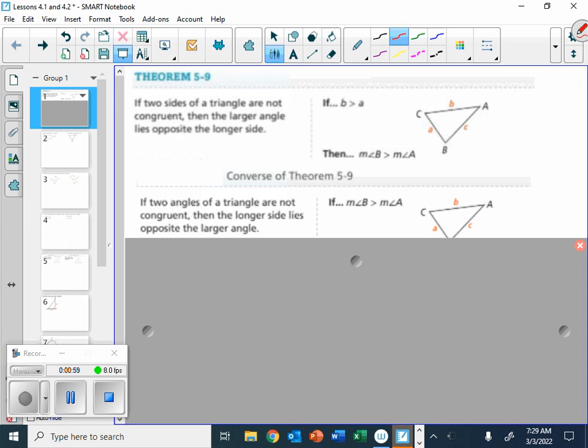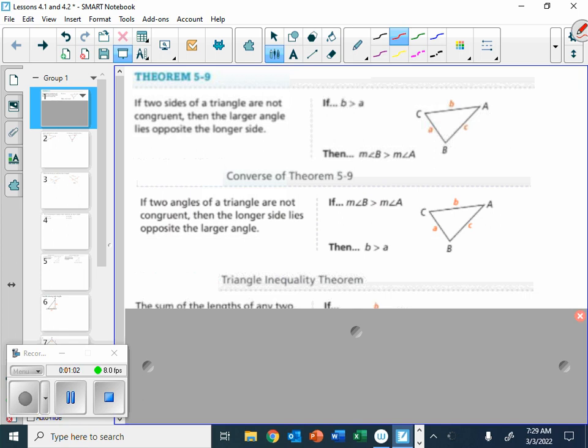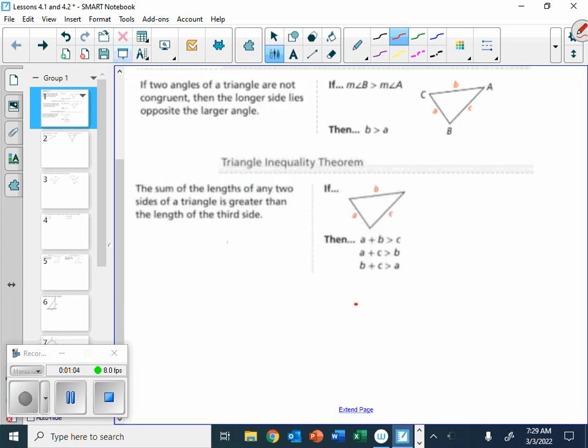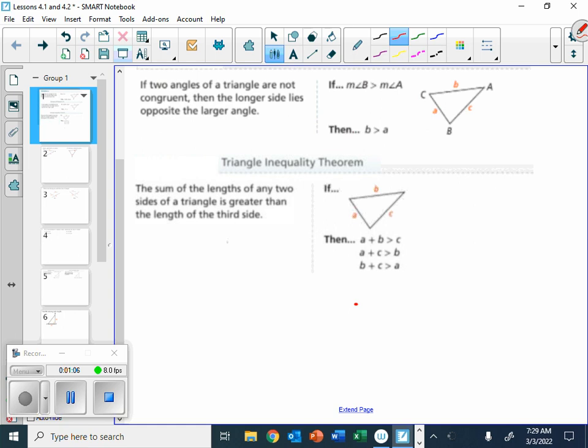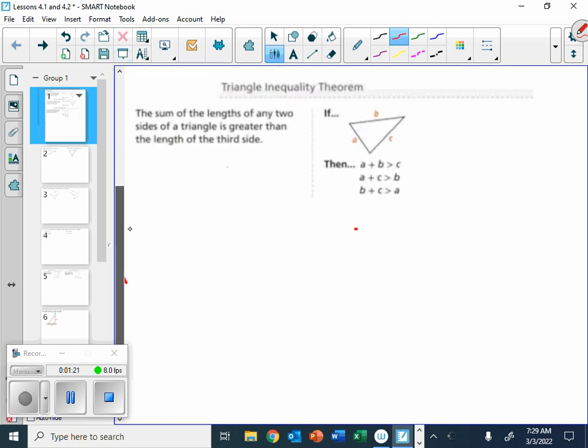The opposite is also true. If 2 angles of a triangle are not congruent, then the longer side lies opposite the larger angle. So if angle B is larger than angle A, then side B is larger than side A. That's all that's saying. And then the bulk of the lesson, the triangle inequality theorem.